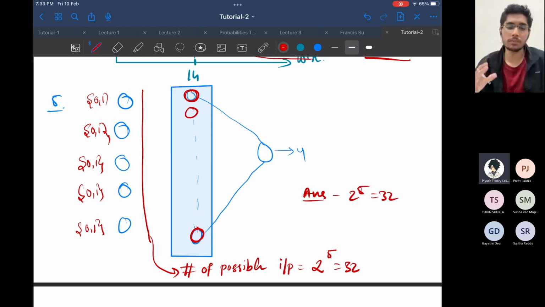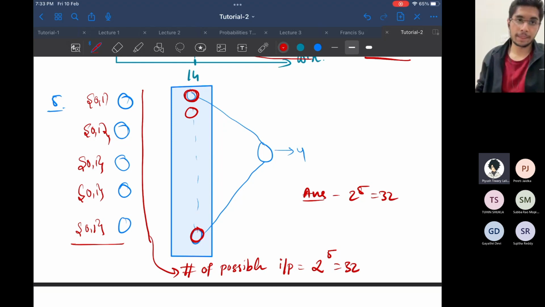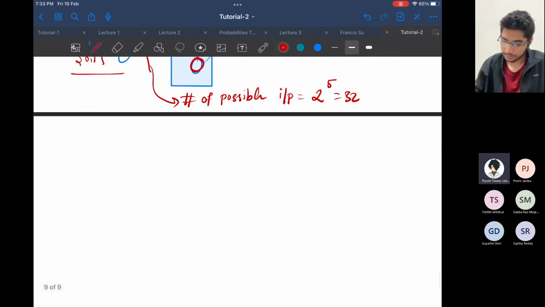Just look at the total number of possible combinations that can occur here. That is all you need to see. Again, if I was not able to explain it correctly, maybe you can unmute yourself and ask a question. Okay. So this was the fifth question.